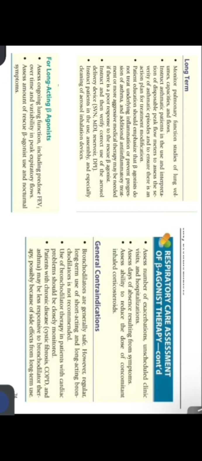Yan. Baka magulat ka na, bakit parang hindi gumagana sa akin yung bronchodilator na ito. Yun pala, dahil yung sakit nila is cystic fibrosis, COPD, and asthma. Na ang possibly cause niya nga, yung side effects ng mga long-term use nila. Yan.